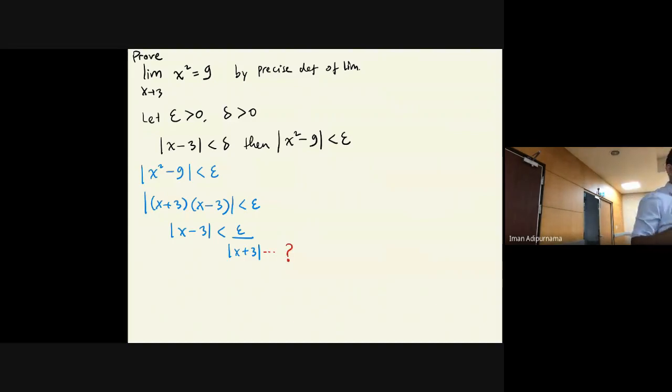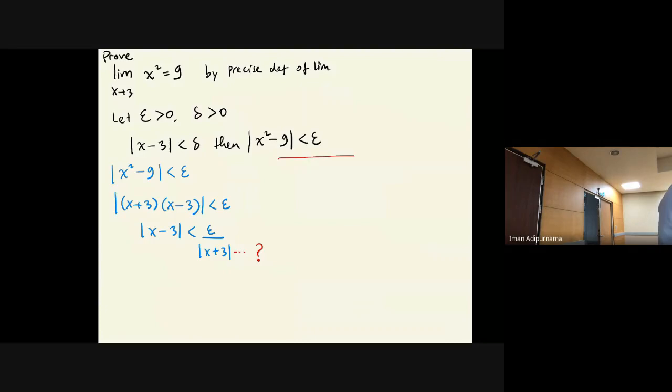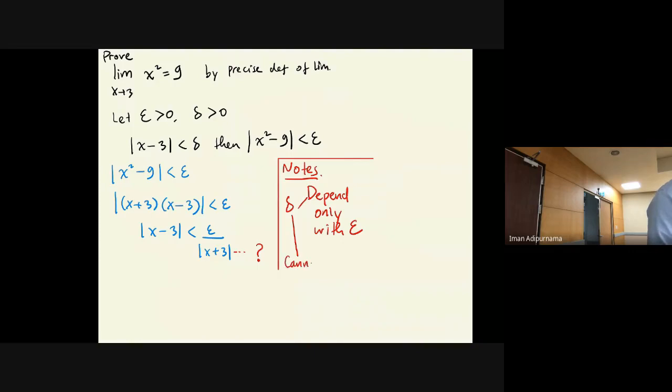So this is important, okay? So for delta, I will write notes here. Notes: delta needs to depend only on epsilon, and I will write here, it cannot depend on x.